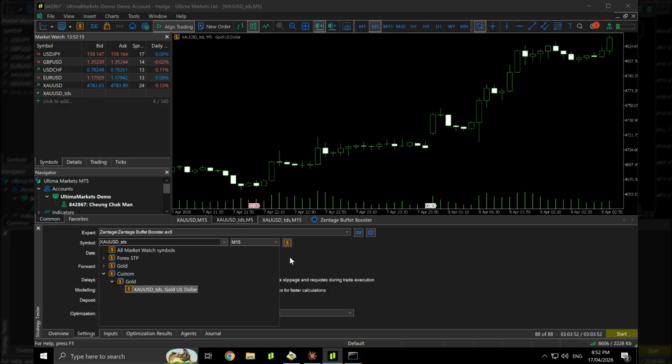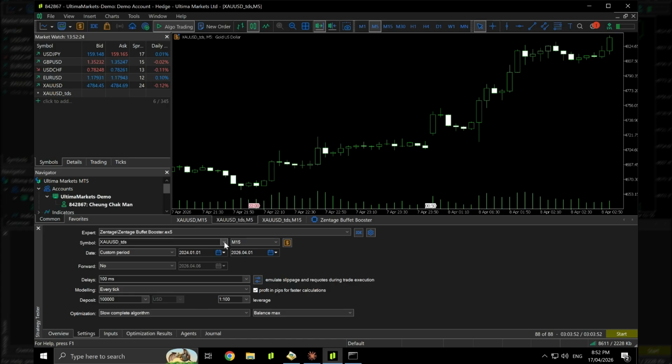With this data set, the backtest report should show around a 99% modeling quality, which gives us much higher confidence in the results. Next, we set the testing period. For this optimization, I will use January 1st, 2024 to April 1st, 2026, which is the time window we discussed earlier when gold was in a strong macro uptrend.